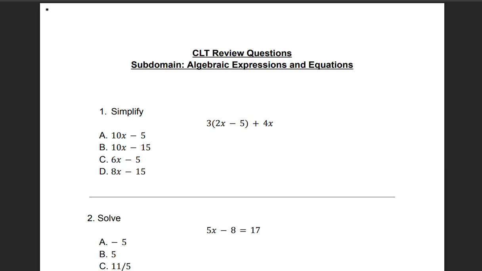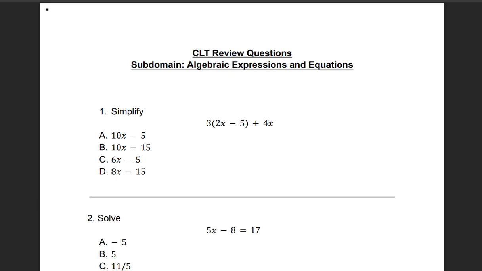In this video, I'm going to be going through CLT review questions. CLT refers to the Classical Learning Test. Now, within the CLT, the math section is known as the Quantitative Reasoning section. Of this section, there are different subdomains. The subdomain this video will focus on is known as Algebraic Expressions and Equations.